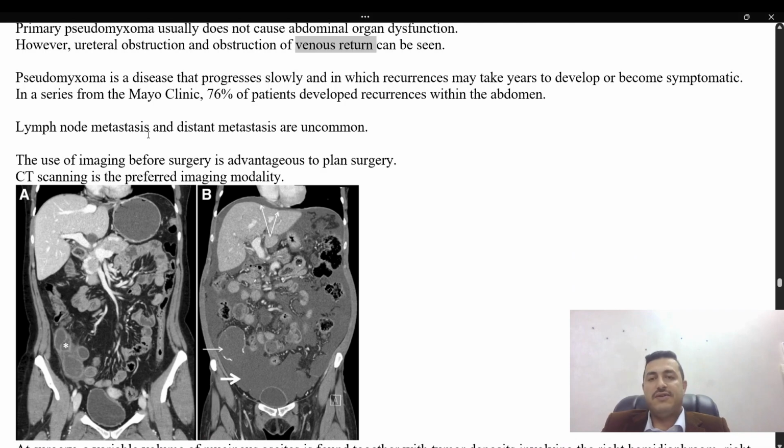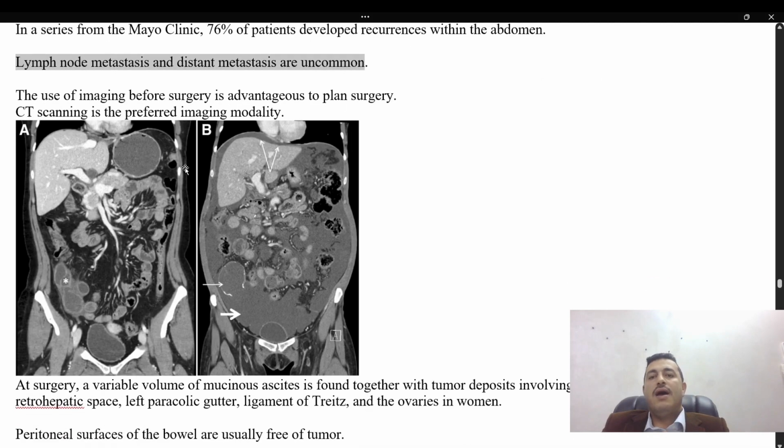Recurrence rate, even after surgery, is extremely high. 75% will have recurrence. Distant and lymph node metastasis is uncommon. It's actually a type of local invasion. Lymph node metastasis and distant metastasis in pseudomyxoma are uncommon.